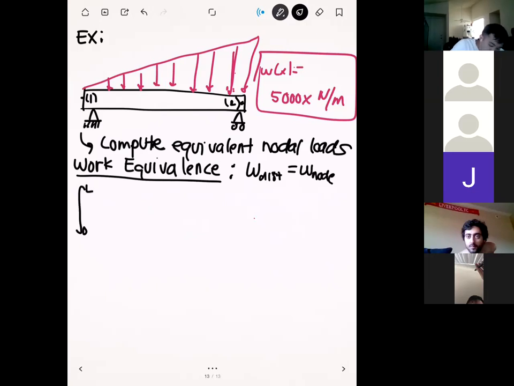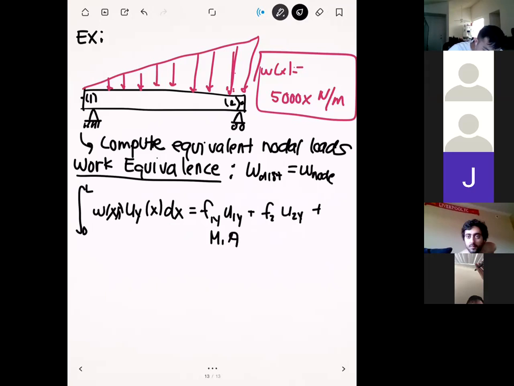For the distributed load, remember, we have W of x multiplied by uy of x dx, where W of x is given by 5,000x above, and uy of x is given by that monstrosity of an expression on the previous slide. This has to be equal to the work done by the nodal loads, which can be F1y U1y plus F2y U2y plus M1 theta 1 plus M2 theta 2.